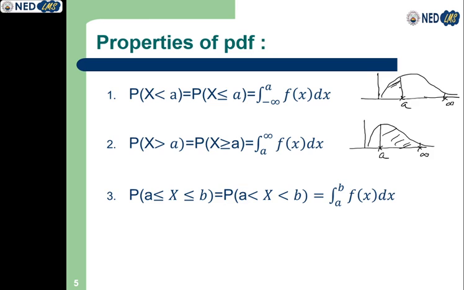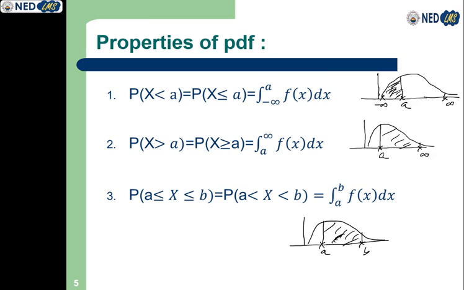So we are going to integrate from minus infinity to a of f of x. We integrate this function just like that. This is already clear from the previous slide. For example, the probability from x equal to a to x equal to b: integrate from a to b, and we can get the probability.